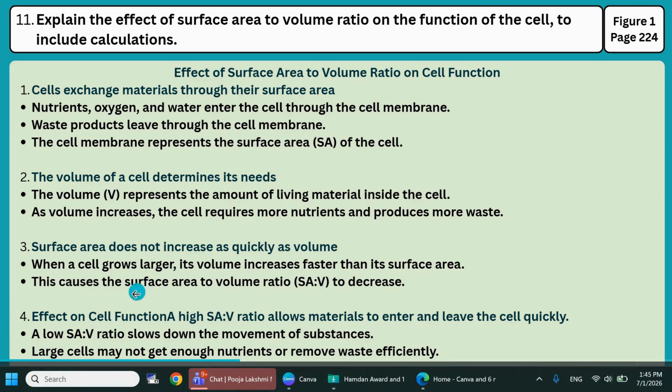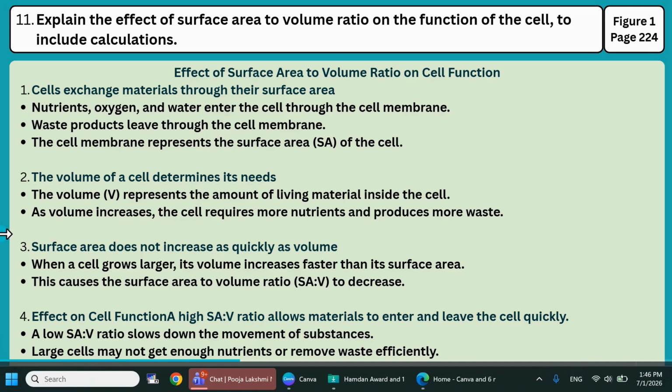Now, what is the effect of it on cell functioning? This surface area to volume ratio allows materials to enter and leave the cell quickly. A low surface area to volume ratio slows down the movement of substances. So, large cells may not get enough nutrients or may not be able to remove waste efficiently. That's why it is not good, and how the cell works efficiently is that it divides and forms new cells.